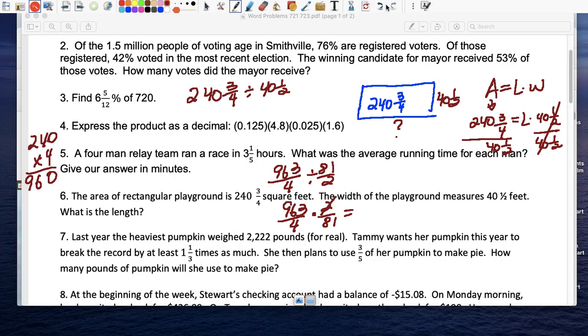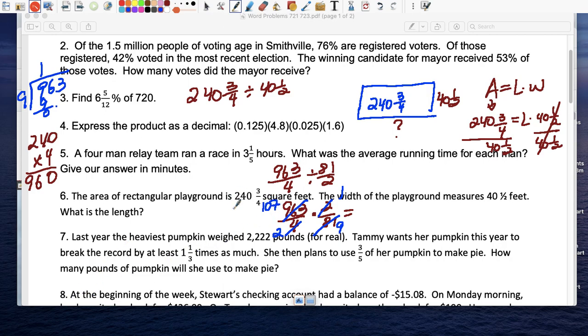That can be simplified. Let me change colors. Remember, simplify after you change it to multiplication, not before. So 2 and 4 get simplified. Both can be divided by 9. Can they both divide by 9? 81 divided by 9 is 9. 963 divided by 9 is 107.